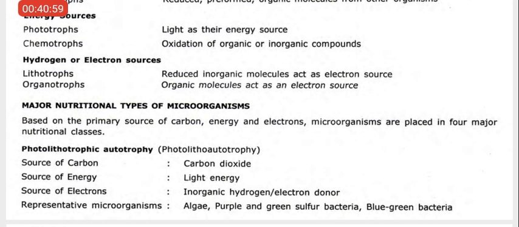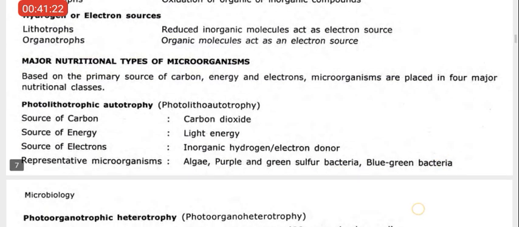Then major nutritional types of microorganisms based on the primary source of carbon, energy, and electrons. Microorganisms are placed in 4 major nutritional classes: photolithotrophic autotrophy. Photolithoautotrophy. Source of carbon: carbon dioxide; source of energy, light energy; source of electrons, inorganic hydrogen or electron donor. Representative microorganisms: algae, purple and green sulfur bacteria, blue-green bacteria, etc.